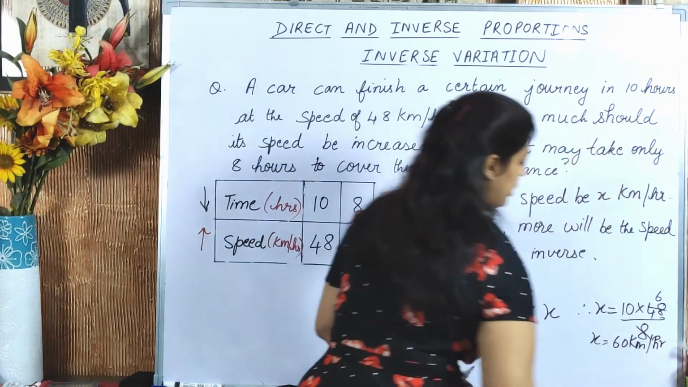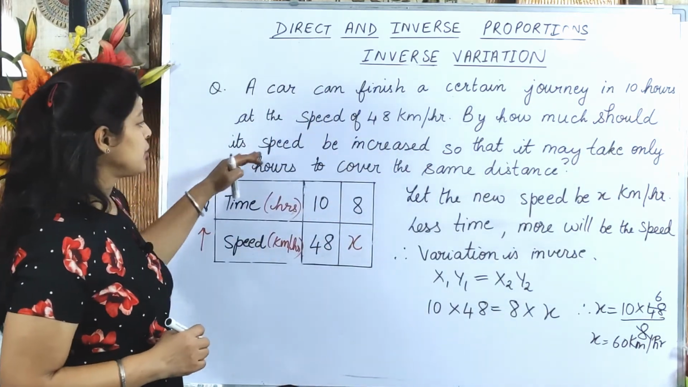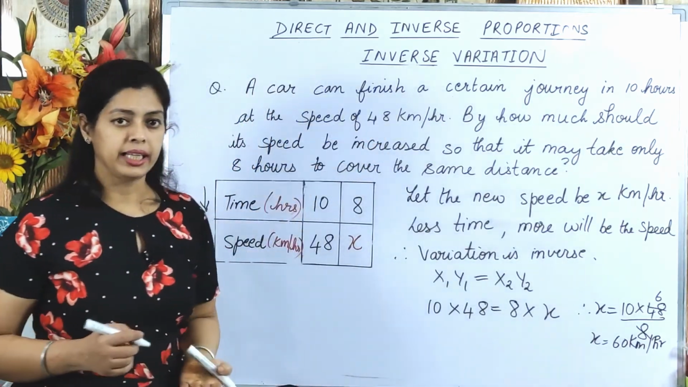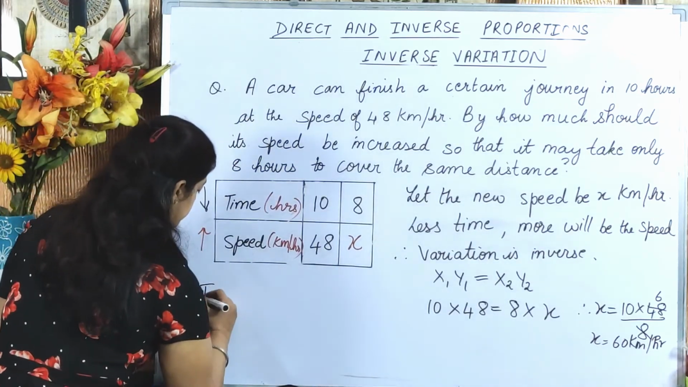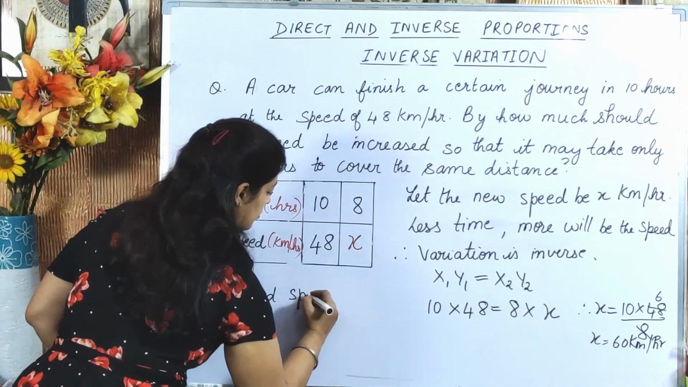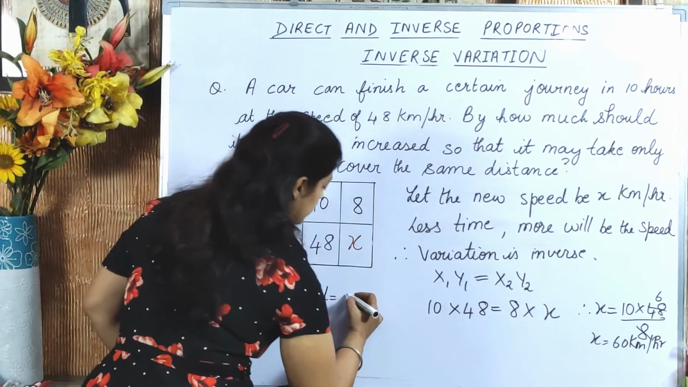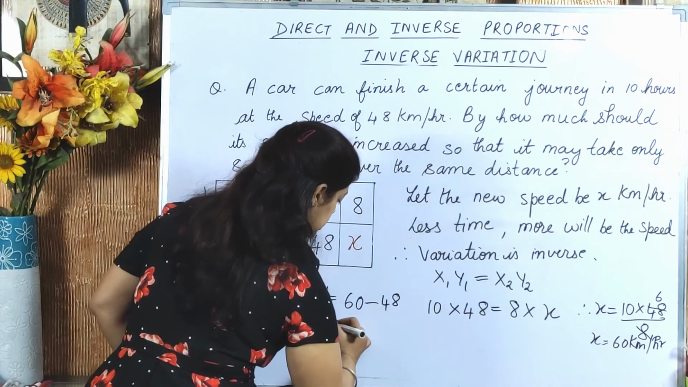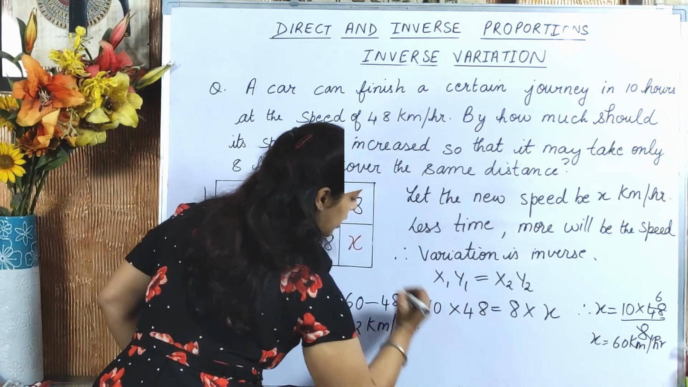Now x is the new speed. But they are not asking us to find the new speed. They are asking us to find the increased speed. So earlier the speed was 48 kilometers per hour. So the increased speed is new speed minus the old speed. That is 60 minus 48, which is equal to 12 kilometers per hour.